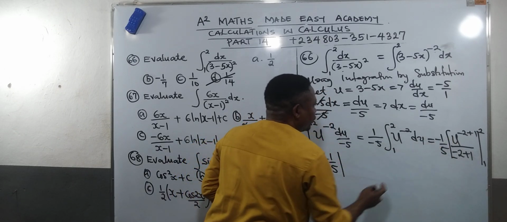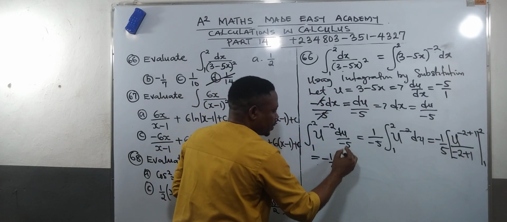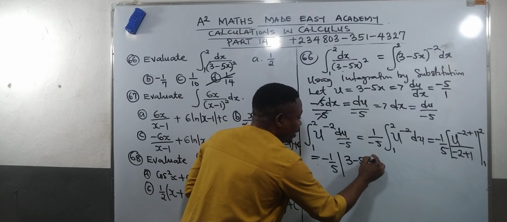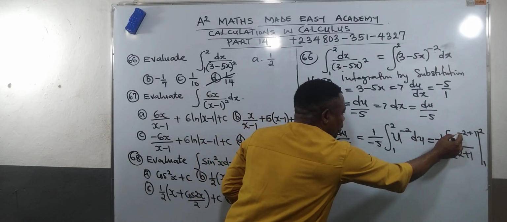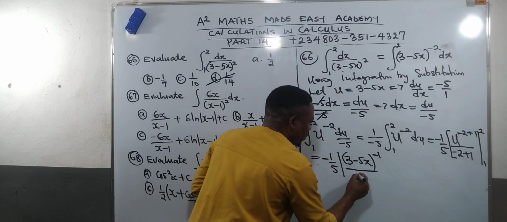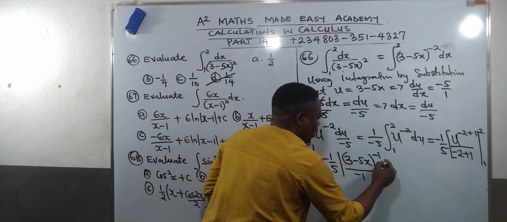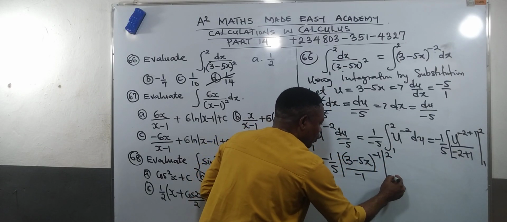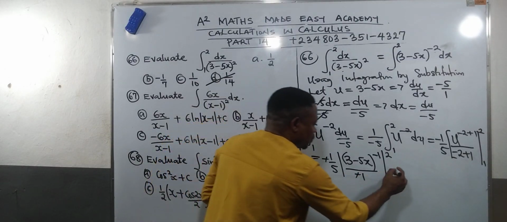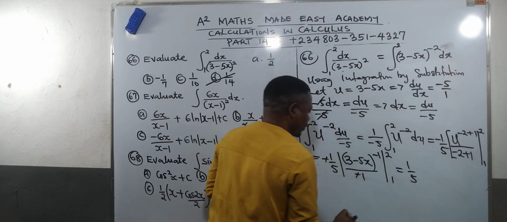Do we know the value of u? U is this already, which is 3 minus 5x. Are you there? Close the bracket. Minus 2 plus 1 will give me minus 1. Then the same thing over minus 1. Are you with me? Then bounded by 2 and 1. Factor this out. Minus will cancel minus, so it will remain 1 over 5.